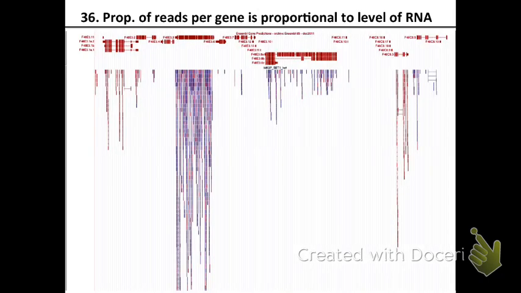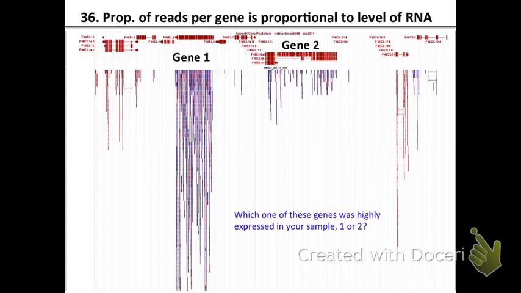So when you zoom out and look at a bunch of genes along the genome, you're going to see alignment of all of these reads. Lots of reads are aligning here, some reads are aligning here, and some reads are aligning here. So mostly corresponding to genes. Which of these genes is highly expressed in my sample? Gene 1 or 2? Gene 1. Why? Because it has many, many more reads compared to gene 2, telling me that the relative expression of gene 1 is higher compared to gene 2, right?